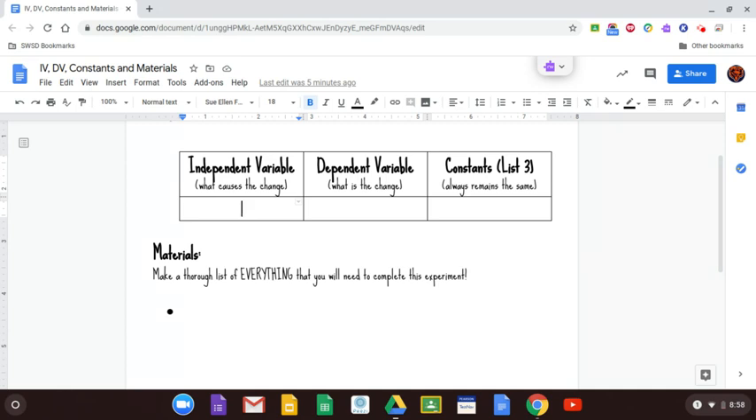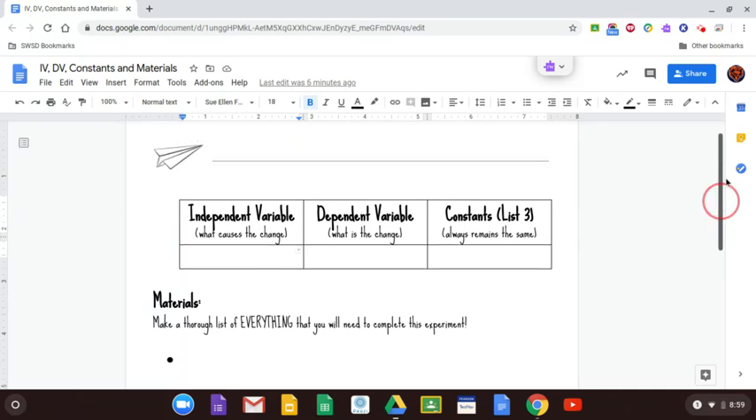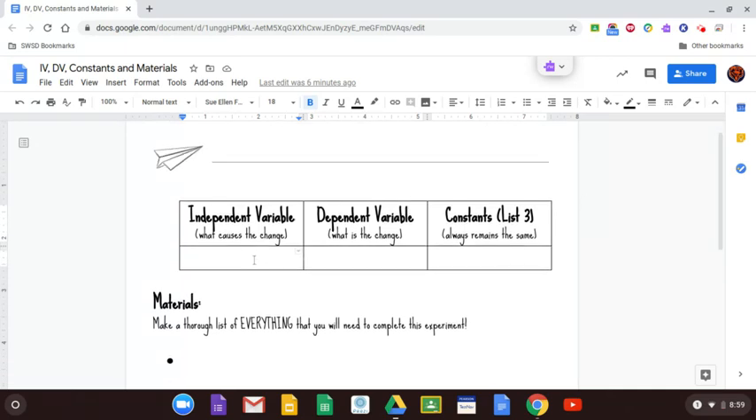Think back to the flower experiment that was in the notes. The independent variable for that one was the type of light source, because we were saying, okay, we're going to put it under an incandescent, a fluorescent light bulb, and then the sun. So we were changing the type of light source. For this experiment, our paper airplane lab, what are we changing about those paper airplanes?